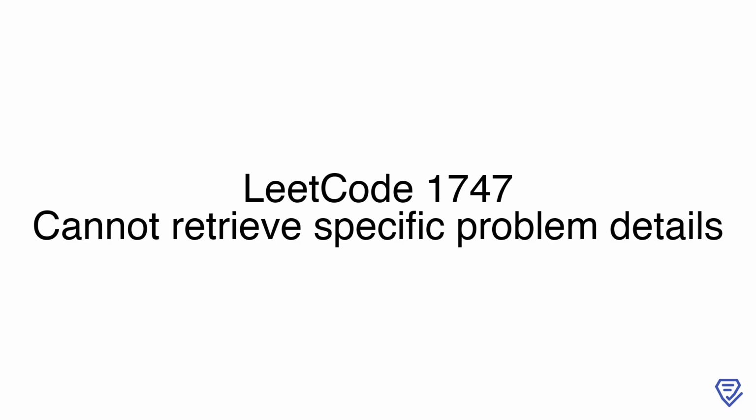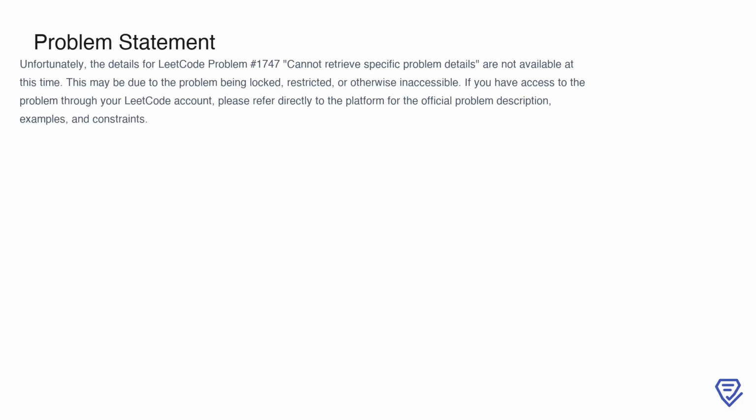Welcome to this walkthrough of LeetCode problem number 1747, cannot retrieve specific problem details. In this session, we'll systematically explore the approaches to solve this problem, discuss potential complexities, and highlight key insights you can use in similar challenges. Let's dive in. The problem description for LeetCode problem 1747, titled Cannot Retrieve Specific Problem Details, is not currently available.